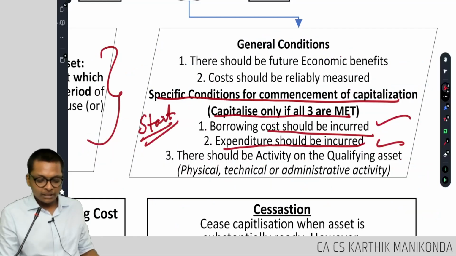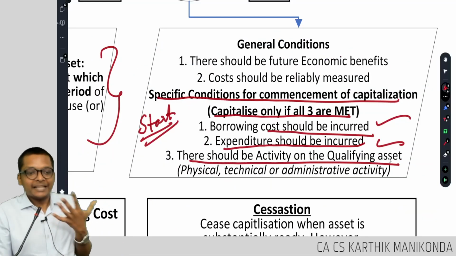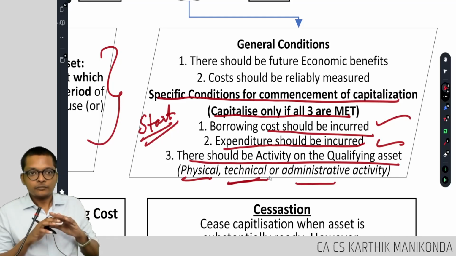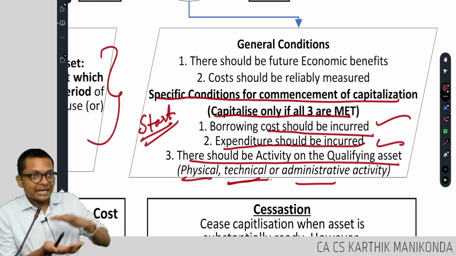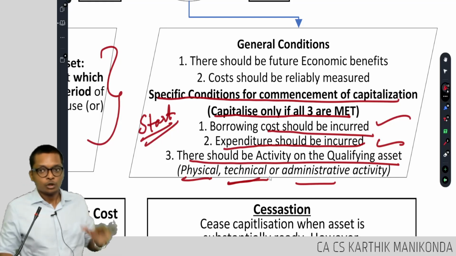So that is the third point. There should be activity on the qualifying asset, like some physical activity or technical or administrative. What do you mean by technical activity? That they're constructing a building and the site soil test, how many floors I can construct, that is some activity. So all 3 should be there.